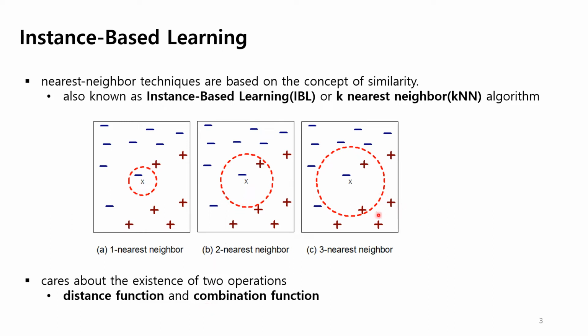Then how do you combine them? Okay, so for example, here you select three neighbors, right? Then maybe you can give the same weight to each neighbor, or you can give different weight to each neighbor. Okay, so depending on your method, you're going to have different results, right? So anyway, the way you combine the neighbors is important. Okay, that's the issue of the combination function. So in this chapter, we're going to talk about these distance functions and combination functions.